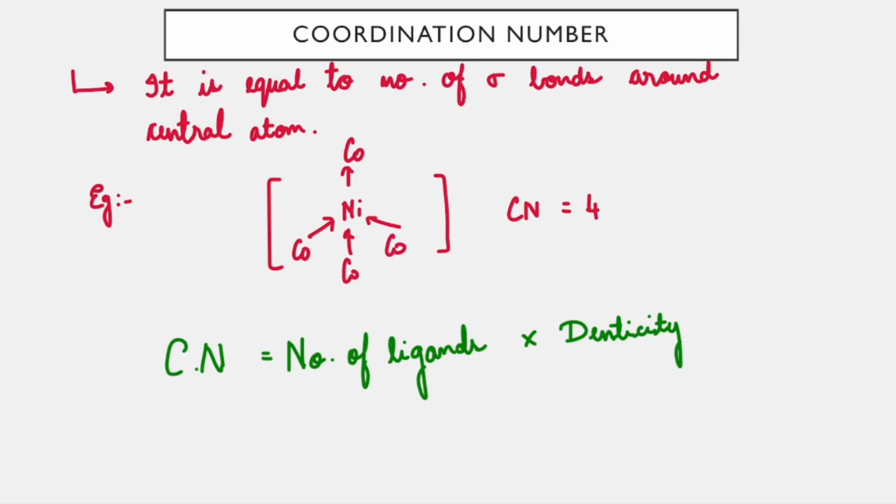For now, I will explain denticity in a very simple manner. Denticity is just the number of lone pairs of electrons donated by the ligand, that is, how many lone pairs of electrons the ligand is donating to the central metal atom. Just remember this. This is known as denticity. To know more detail, go and watch the video I have already posted, linked in the description. Now let's try out some questions.